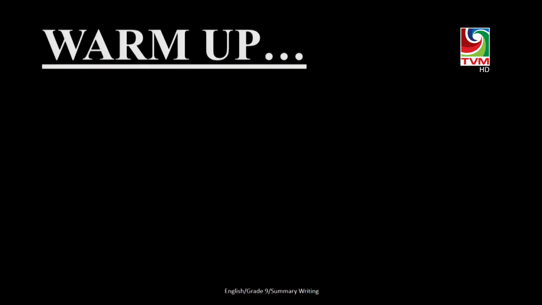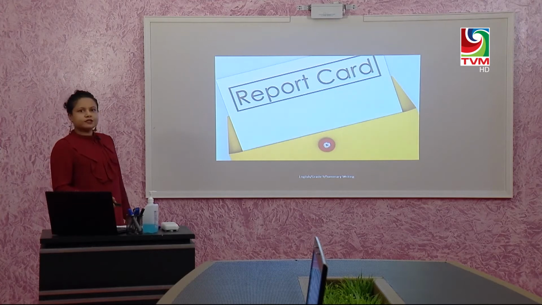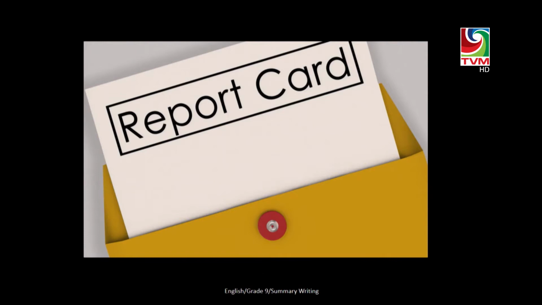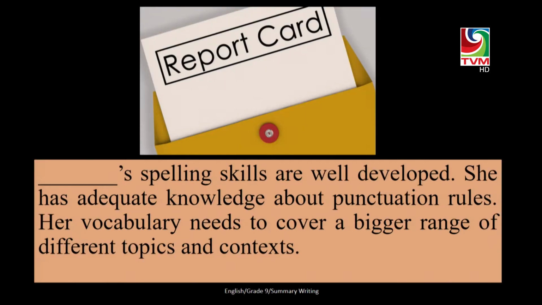So students, we will start with a warm-up activity. Now I have got something of yours with me. Your report card. Your teacher has sent me your report card. Want to find out what it says? It says, so and so's spelling skills are well developed. She has adequate knowledge about punctuation rules. Her vocabulary needs to cover a bigger range of different topics and contexts.